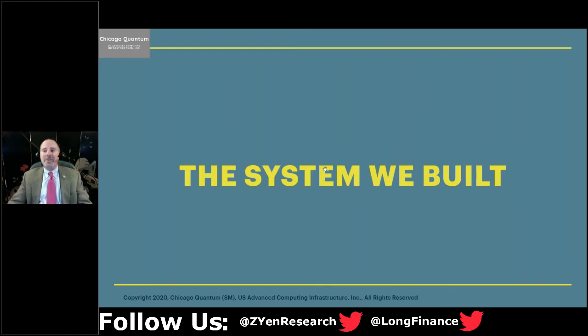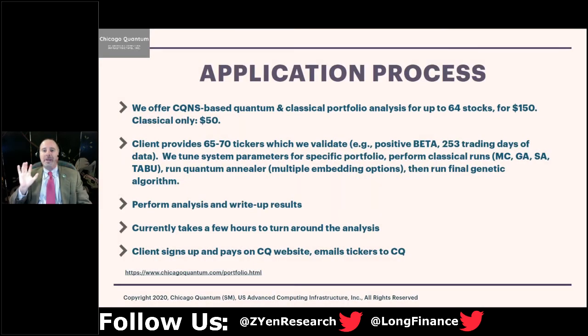All right, the system we built. So I'm going to slow down a little bit and talk to you about what it is we do every day. So we offer a Chicago Quantum Net Score, classically, which we run on a personal computer, and we'll analyze up to 64 stocks for $50. By the way, if you twisted my arm and said, Jeff, I want you to run 1,000 stocks, we can do that. It takes longer, it takes about an hour, so the cost will go up. If you want to run 64 stocks also on a quantum computer and have that validation, we do that for $150. So you go to the website, you pay, you send us your tickers.